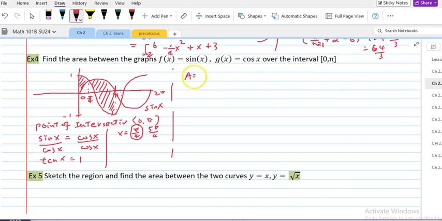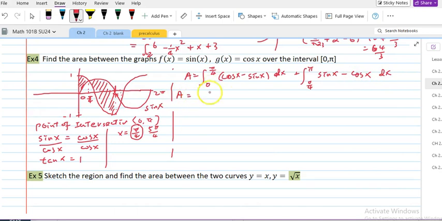So the area would become from 0 to pi over 4. In the first quadrant, cosine is above sine, so cosine x minus sine x dx, plus the second part, from pi over 4 to pi, where sine x is above cosine x, so sine x minus cosine x dx. So we'll do it twice.